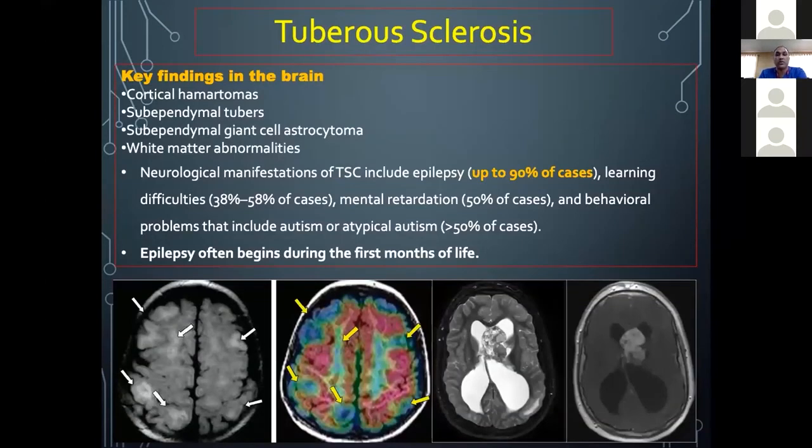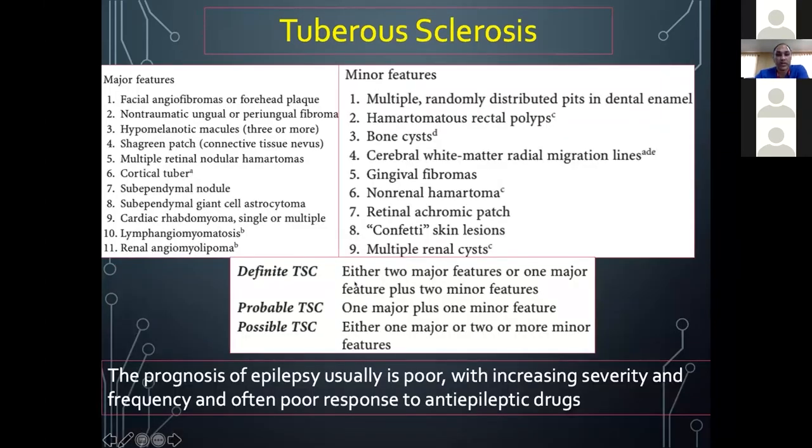Coming to tuberous sclerosis, in this particular condition, a lot of cortical hamartomas, cortical malformations will be there. There can be subependymal tubers. There can be SEGA and white matter signal abnormalities. So these are the major features and the minor features, and these are the criteria: definite TSC, probable and possible TSC. So these features are enumerated here, many of which are beyond the brain findings. They are related to the skin, renal, as well as other visceral abnormalities.